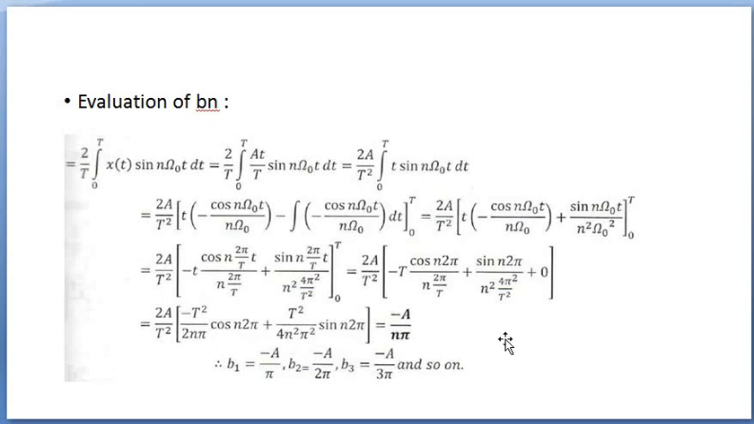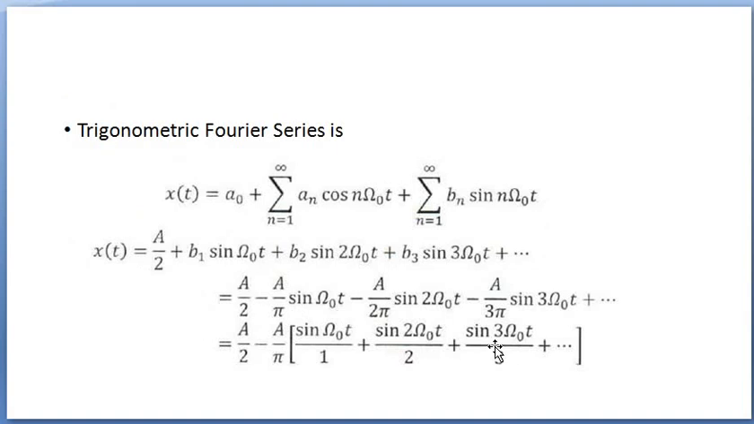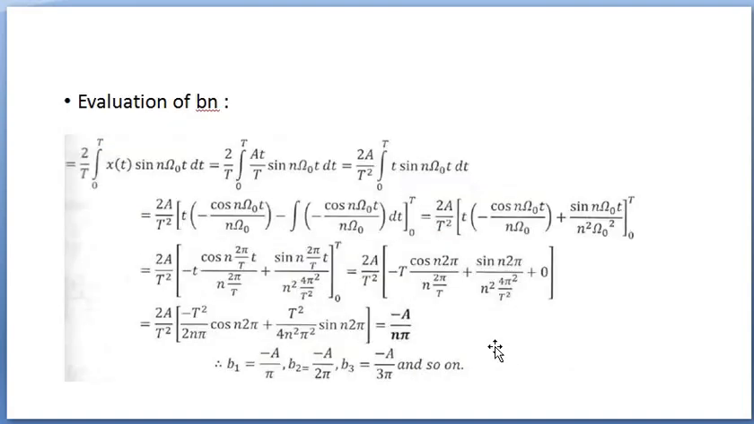So here if we substitute the n value from 1 to infinity, if n is equal to 1, that is our b1 term, so minus a by pi. If n is equal to 2, we get b2 is equal to minus a by 2 pi. It's going on.